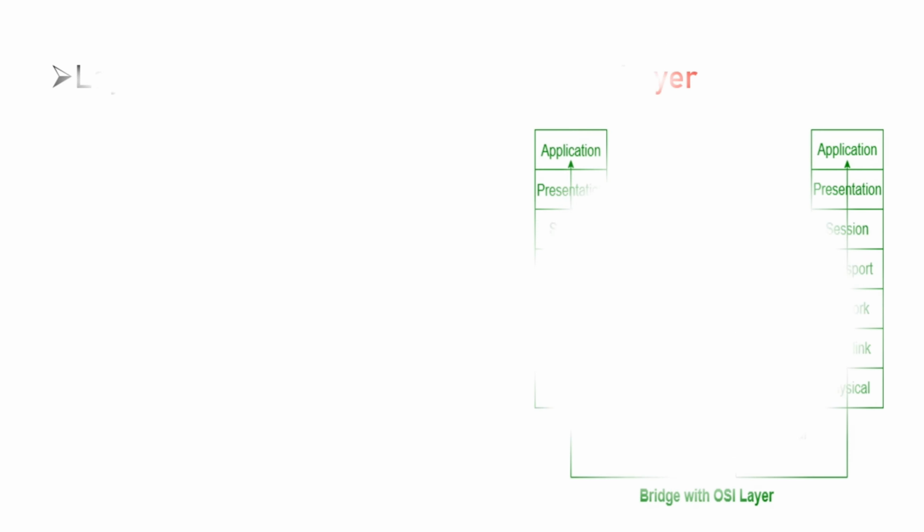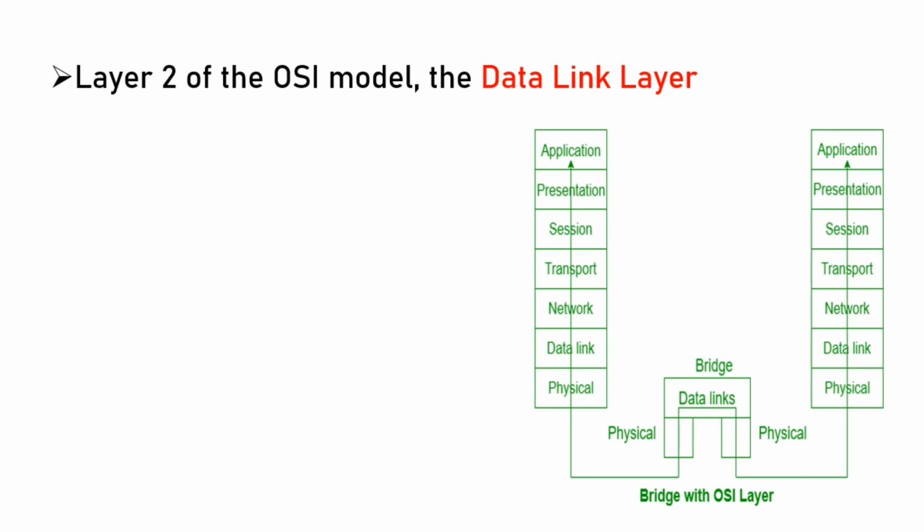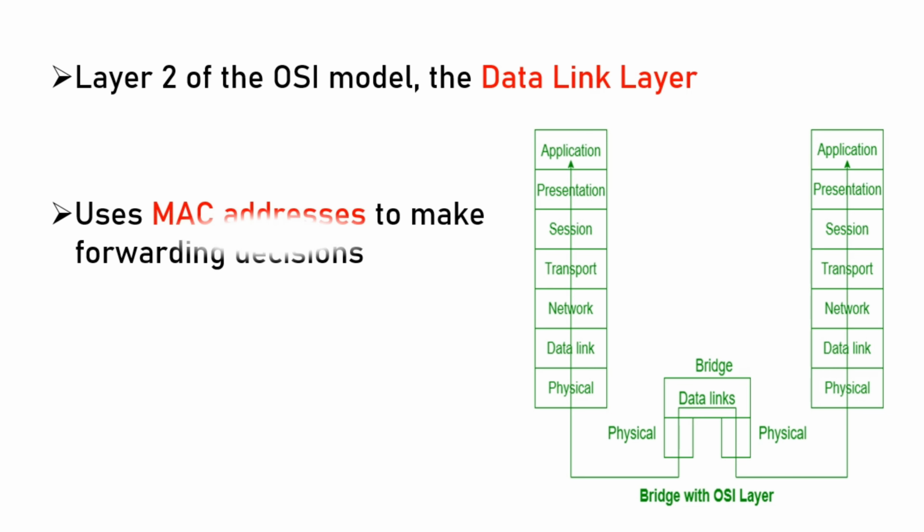It operates at layer 2 of the OSI model, the data link layer, which means it understands and uses MAC addresses to make forwarding decisions. Unlike the hub, which is a layer 1 device, the bridge is considerably more intelligent.